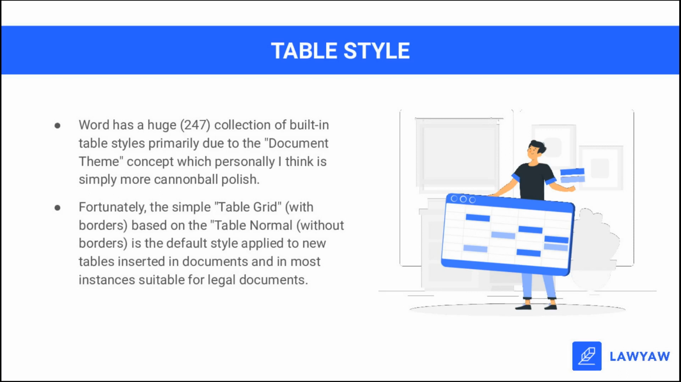The table style is one we're not going to cover, but I just wanted to bring it up here. There's a big collection of them, 247 different ones. They're used primarily with the document theme concept, which I think is simply more cannonball polish. Professional people and law firms and so on don't typically use artwork in different colors for their documents. It's black and white, strictly business, and that's what we're going to be showing here today.